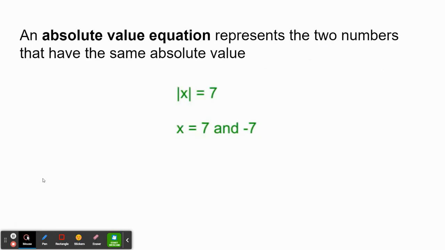An absolute value equation represents the two numbers that have the same absolute value. So here, the absolute value of x equals 7. Therefore, x equals both 7 and negative 7. Remember, the number line would show us equal distances there. The absolute value of 7 would just be 7, but the absolute value of x, if that equaled 7, there'd be two answers. So a lot of our problems going forward are going to have two answers.